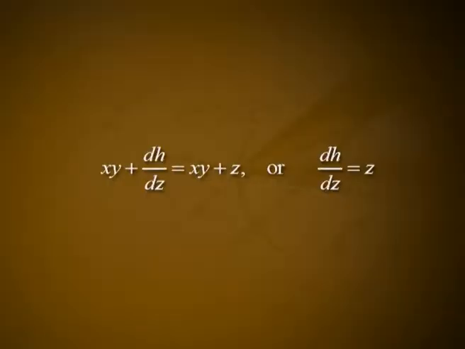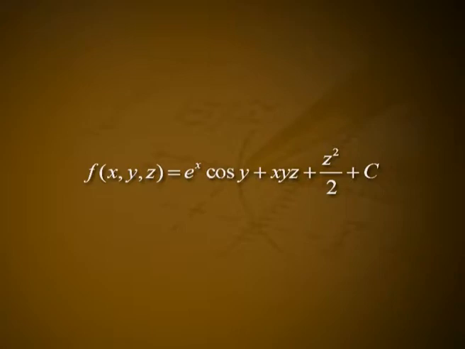We now calculate ∂f/∂z from this equation and match it to the formula for ∂f/∂z in equation 5. This gives the following: xy + dh/dz is equal to xy + z, or dh/dz is equal to z. Integration yields h(z) is equal to z²/2 + C. Hence, we obtain the following: f(x,y,z) is equal to e^x cos y + xyz + z²/2 + C. We have found infinitely many potential functions for f, one for each value of C.